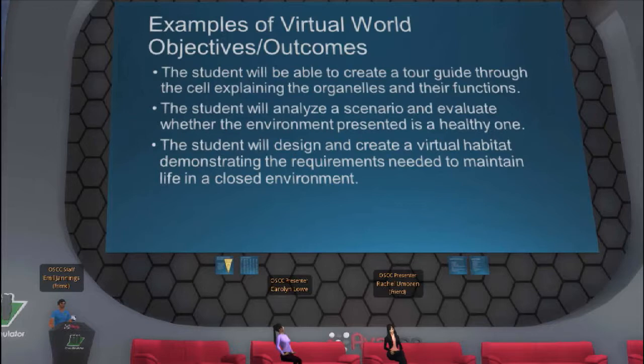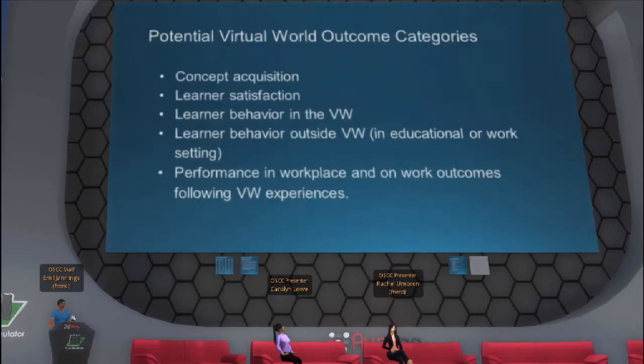And the first one I actually used this past week with my students who are going to be elementary teachers. The student will be able to create a tour through the cell explaining the organelles and their functions. And since my students are going to be K-8 educators, their requirement was they had to be able to explain it to a third grader. A third grader and an 80-year-old, so they couldn't use any language they wouldn't understand. The student will analyze a scenario and evaluate whether the environment presented is a healthy one. The student will design and create a virtual habitat, demonstrating the requirements needed to maintain life in a closed environment.